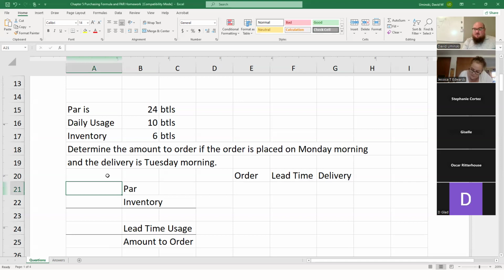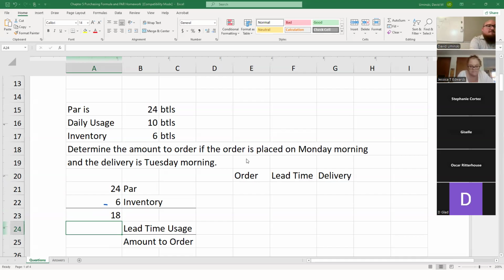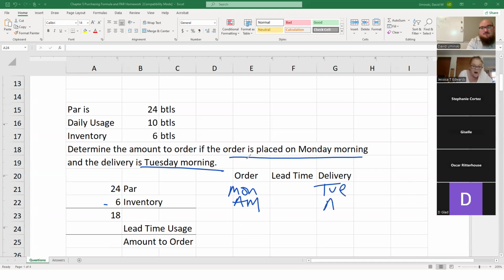All right, so our par is 24. How much do I have in inventory? 6. So I'm going to subtract those two numbers. 24 minus 6 is 18. So 18 bottles. My order is placed Monday morning, so Monday AM. The delivery is Tuesday morning. Are there any days between Monday and Tuesday? Nope, so we're good there.